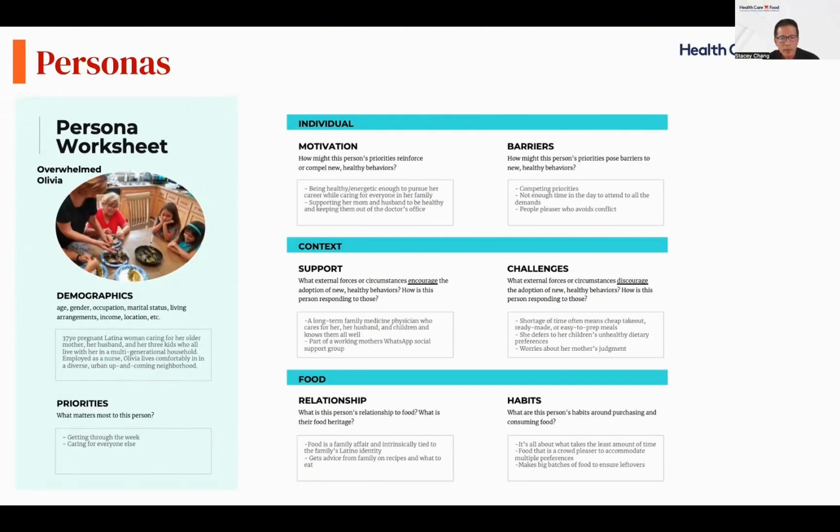I'm going to share a bit of a voiceover for each persona, starting with Olivia, so you can understand some of the nuance we've tried to capture. The first person we've called Overwhelmed Olivia. Olivia is a 37-year-old pregnant Latina woman who's classically a member of the sandwich generation.